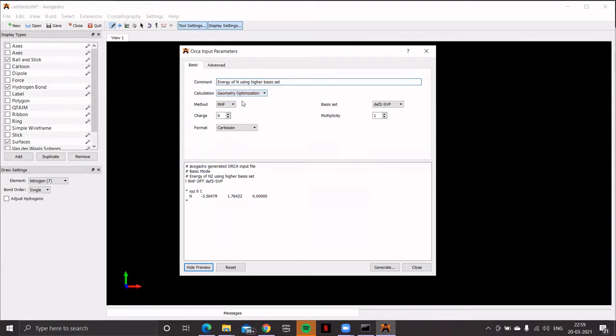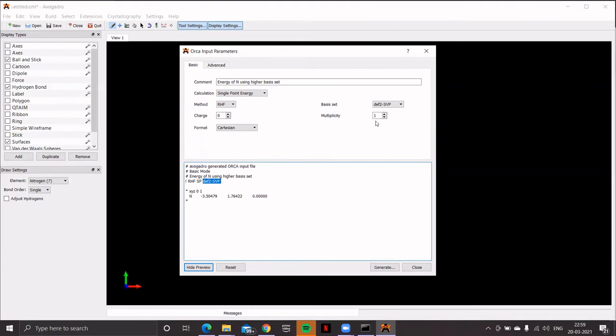Because for this, we don't require a geometry optimization. So go for single point energy. And then the same basis set. So let's make this. But before that, we need to change the multiplicity, because in the single nitrogen, how many unpaired electrons we have? 3 unpaired electrons. So total spin 3/2.